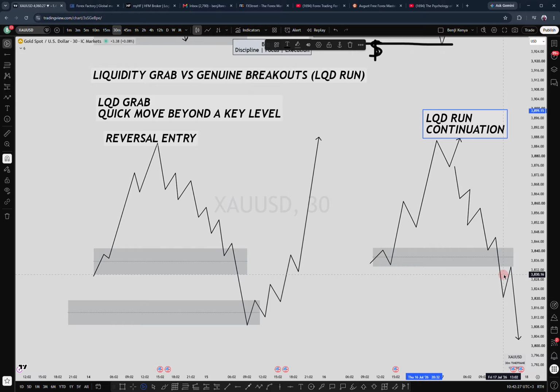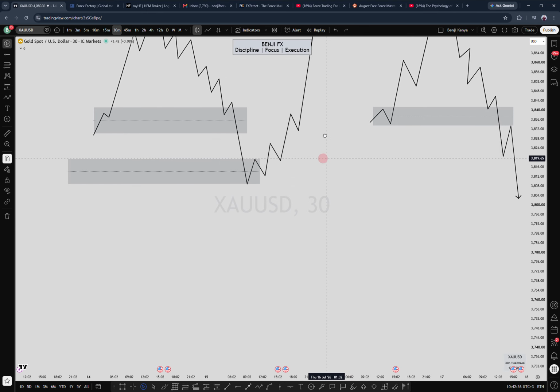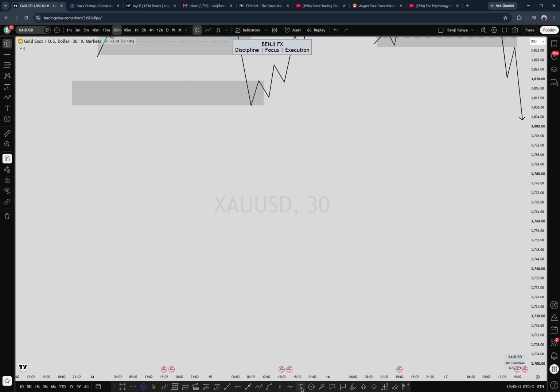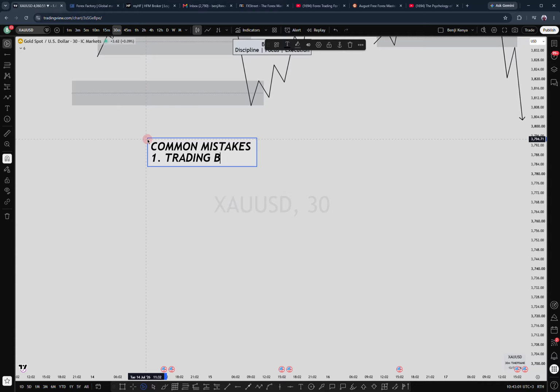So that's very important. Some other key concepts that you need to understand now, I hope you guys have understood this liquidity grab and also liquidity run. Now we talk about common trading mistakes people usually make. So number one, you guys need to understand, is very simple. After understanding liquidity and combining liquidity with supply and demand, common mistakes people make, number one, is trading before LQD is taken. LQD is liquidity, okay?